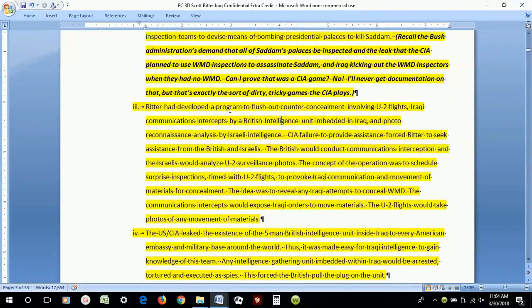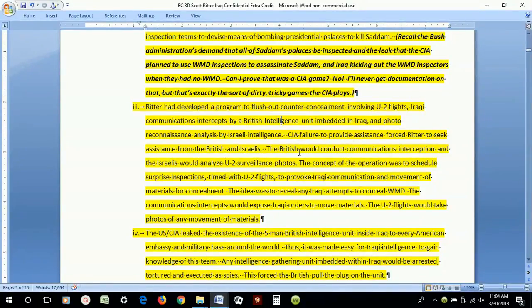Ritter had developed a program to flush out concealment. He called it counter-concealment, involving U-2 flights over the area you're going to inspect, right? Iraqi communication intercepts. So he wanted communications teams, British teams embedded and hiding in Iraq, to collect the signals. And then photo reconnaissance analysis by Israeli intelligence, and I think cryptologists, right? The CIA's failure to provide assistance forced Ritter to seek assistance from the British and Israelis.